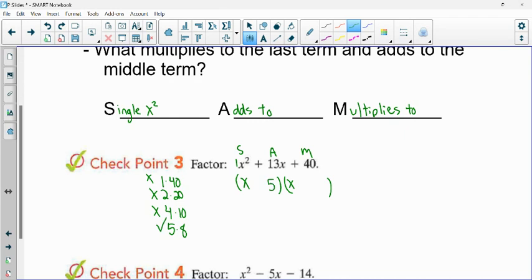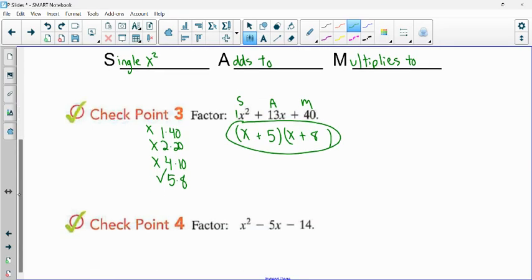I just have to double check my signs. They have to multiply to be positive 40, so they both have to have the same sign. They could be both positive or both negative. But since they're adding to be positive, they both have to be positive. And you can always double check with foiling if you're not sure.